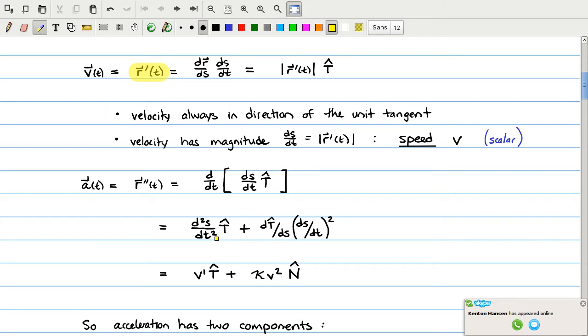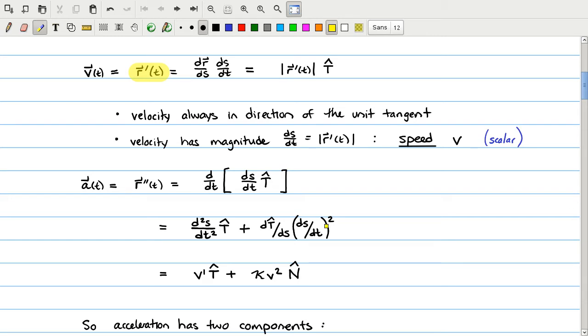We get the second derivative of s with respect to t times t hat, plus the derivative of t hat with respect to t. We saw that in order to take derivatives with respect to t, we can take a derivative with respect to s and then multiply by ds/dt using the chain rule again. So this becomes dT/ds times ds/dt, the derivative of this, times ds/dt again, left over from the product rule, and so we get dT/ds times (ds/dt) squared.